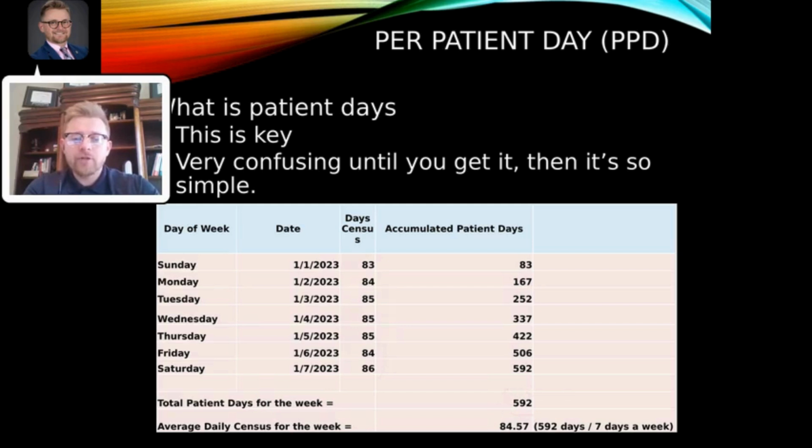So what was our average daily census for that week? Pretty simple. Take your patient days divided by the number of days in this period, so we're doing 7 days. Even though you started at 83 and you ended at 86, your average daily census, your average heads in the bed for that period, was 84.57. That is a very basic example of how we calculate patient days. In order to calculate a PPD, you have to understand how to get to patient days.